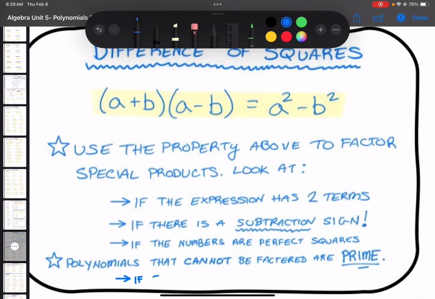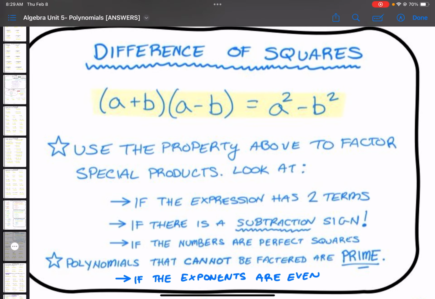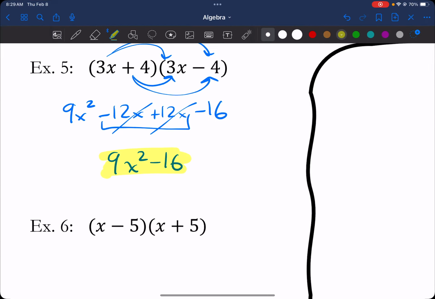If the exponents are even, because that's the only way that they can actually be split up evenly. Let's go ahead and pause this before we start our examples.